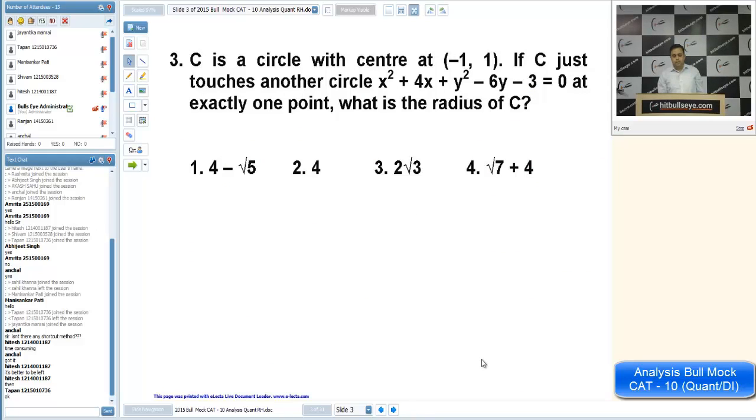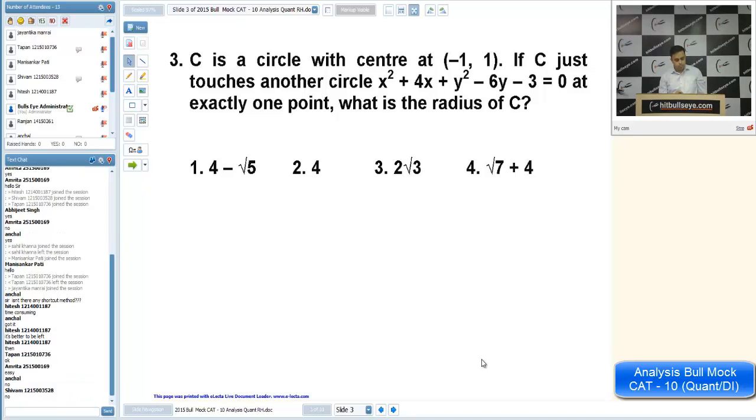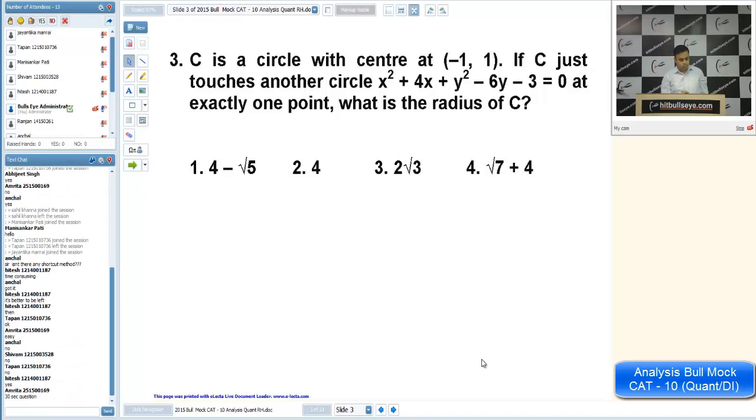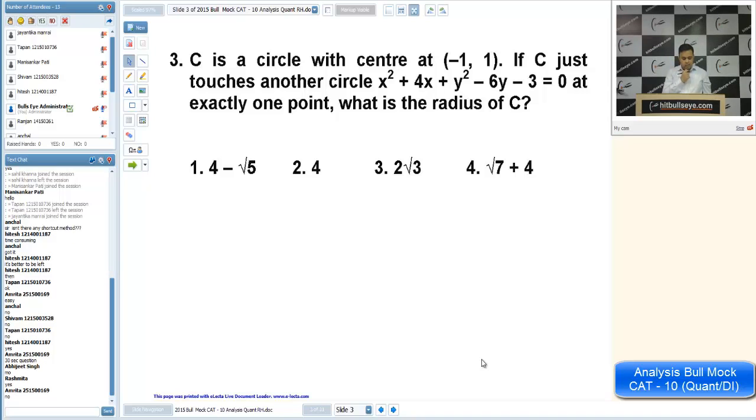Now, this is the third question of your paper, and I think if you have the basic understanding of circles, then this question is doable within the time pressure. So, do you people want this question solved or not? Okay, Rashmita and Hitesh, you are saying that I should solve this question. C is the circle with center at -1 and 1. C just touches another circle, x square plus 4x plus y square minus 6y minus 3 equal to 0.